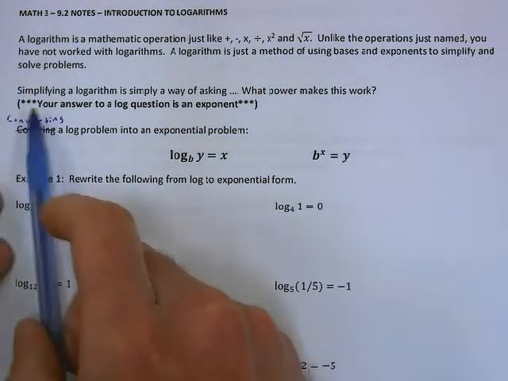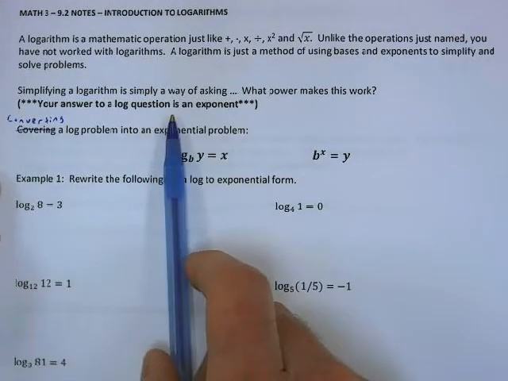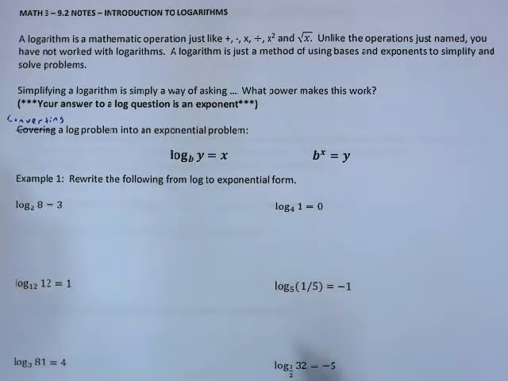Now, like it says here, simplifying a logarithm is simply a way of asking what power makes this work. So in other words, and I put it in bold with stars around it because this is very important, your answer to a log question is an exponent. That's one of the most important things to keep in mind. We're just trying to figure out what exponent makes this work.